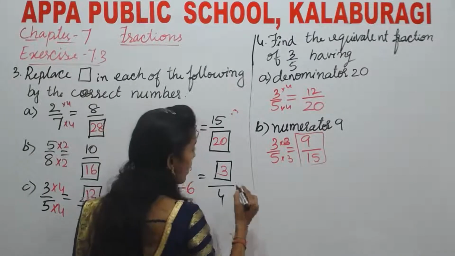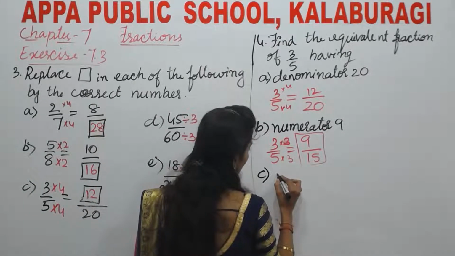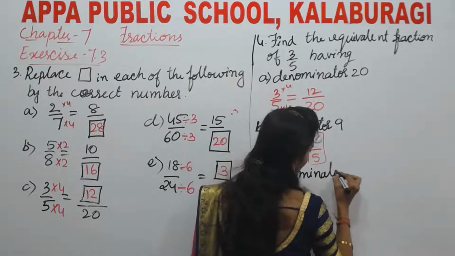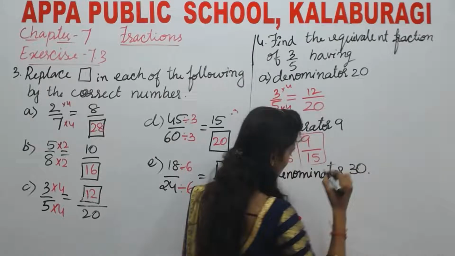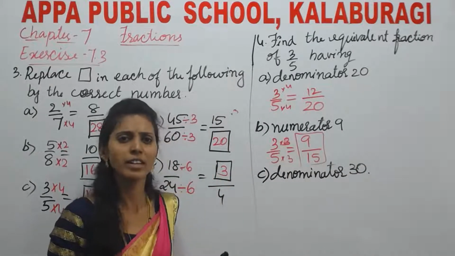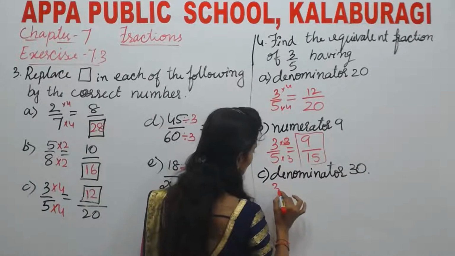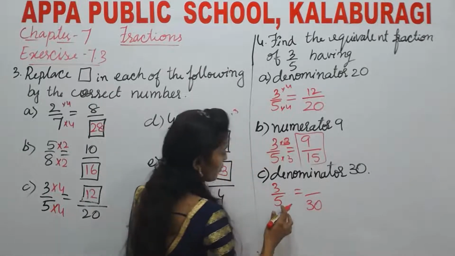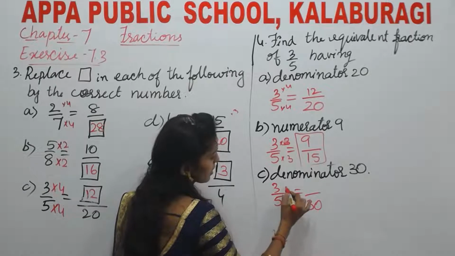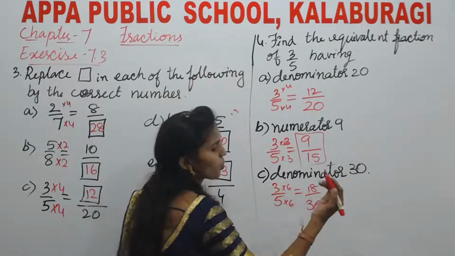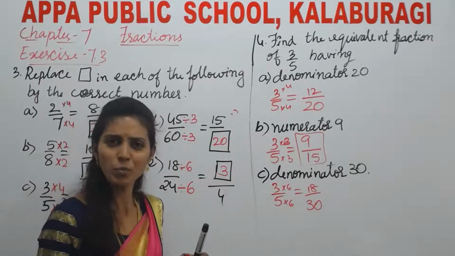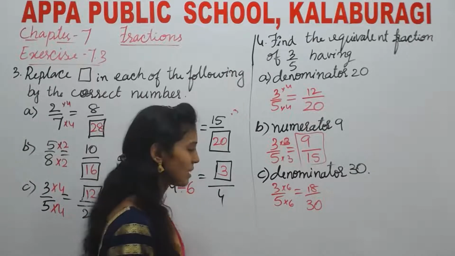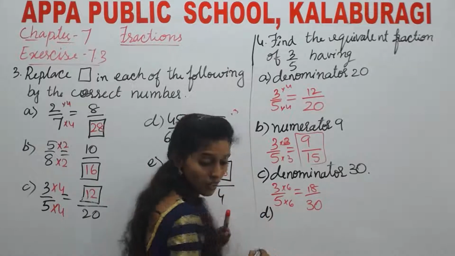Next one, denominator 30. Same way, within a fraction of seconds you can do it. For denominator 30, 5 6s are 30, then 3 6s are 18. Over. These are also the problems. You may think like this also, right? Very easy problem.